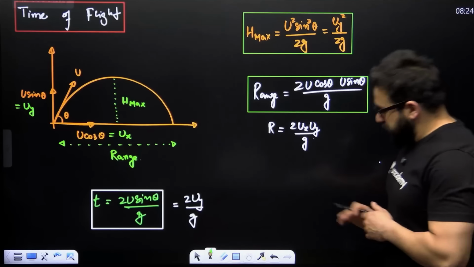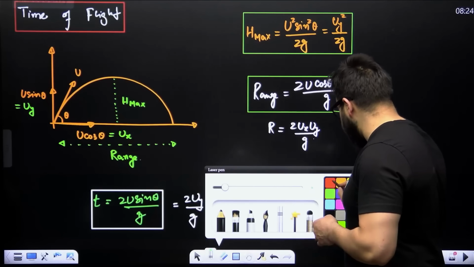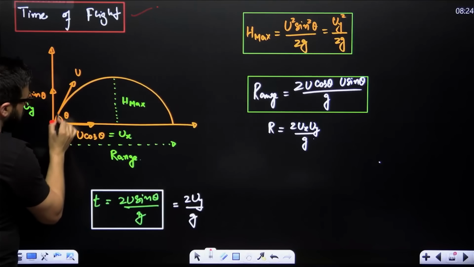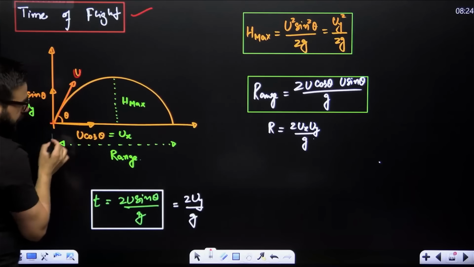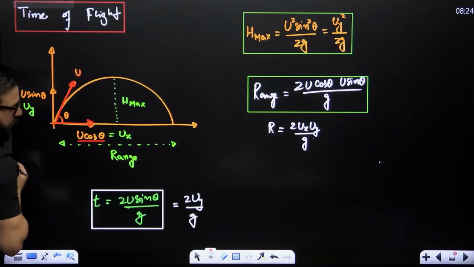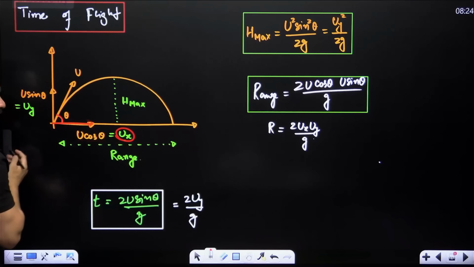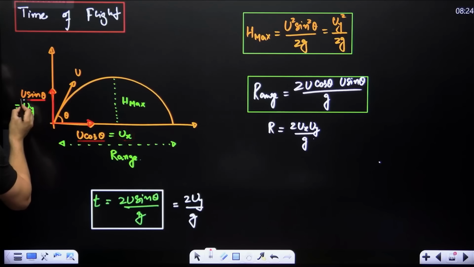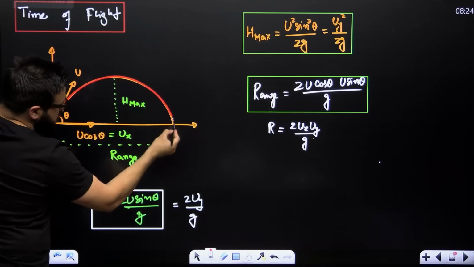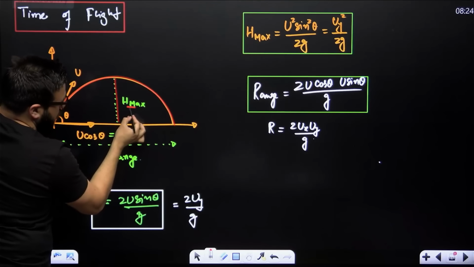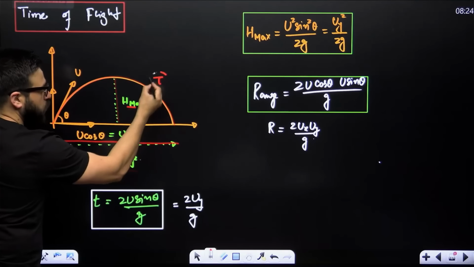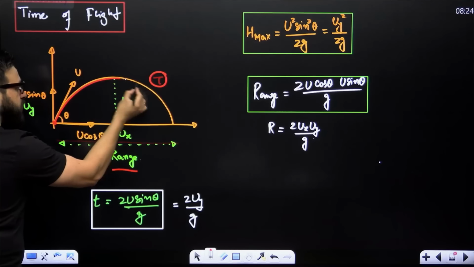My dear NEET aspirants, one more important concept is there, that is time of flight. Let's suppose you have launched an object with velocity u at an angle theta. This is the horizontal component of the velocity, u cos theta, also called ux. This is the vertical component of the velocity, u sin theta, also called uy. Now, this projectile reaches here. This is called the maximum height, how high it can go. This is called the range, how far it can go. And time of flight is how much time it is going to take from here to here.